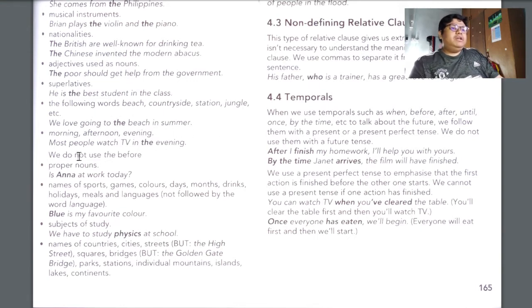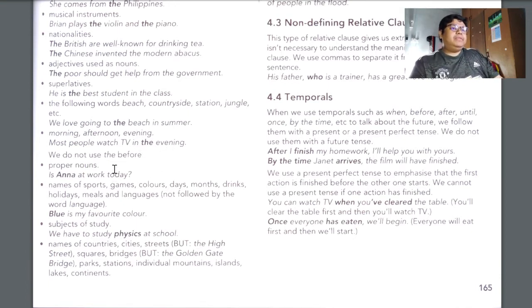Okay, morning, afternoon and evening. Contohnya macam ni lah kat sini, most people watch TV in the evening. Okay, I wake up in the morning, for example. Okay, bila kita pakai tanda masa ni, evening, morning, afternoon, so we have to use the. Tapi kalau if it's in greeting form, contohnya good morning, good afternoon, yang tu tak perlulah ada the. Okay, ini kalau kita tulis dalam ayat untuk menyatakan bila benda tu berlaku, so kita akan pakai the.